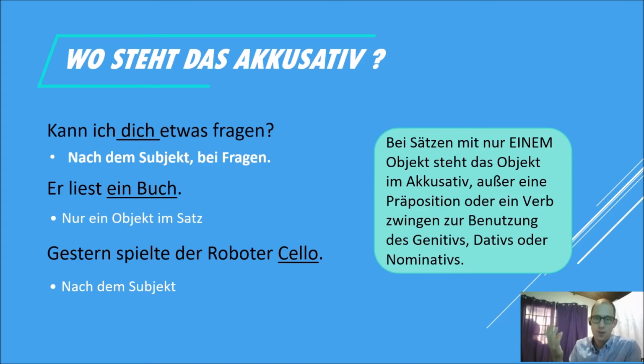Besides, you know, German would not be German without exceptions. Besides, when you have a preposition or a verb that, I don't know if you say obligates you, that refers you to use the genitive, dative, or nominative, you know. So what we learned was that prepositions and verbs are like our highest indicator. When one of these needs a certain case, we have to give it. It doesn't matter which place in the sentence it is.